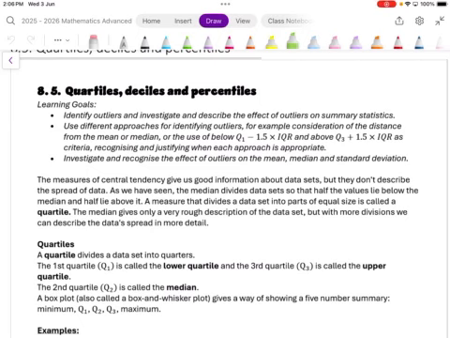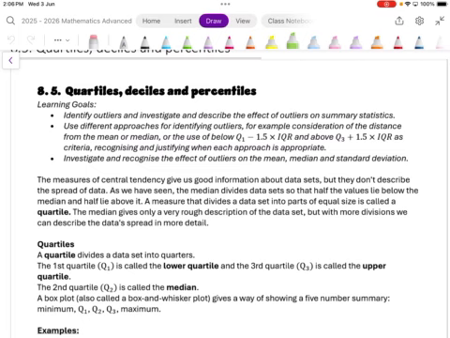Quartiles, deciles, and percentiles. You have done quartiles before, but deciles and percentiles might be a little bit new. The measures of central tendency give us good information about data sets, but they don't describe the spread of data. As we have seen, the median divides the data set so that half the values lie below the median and half lie above it.